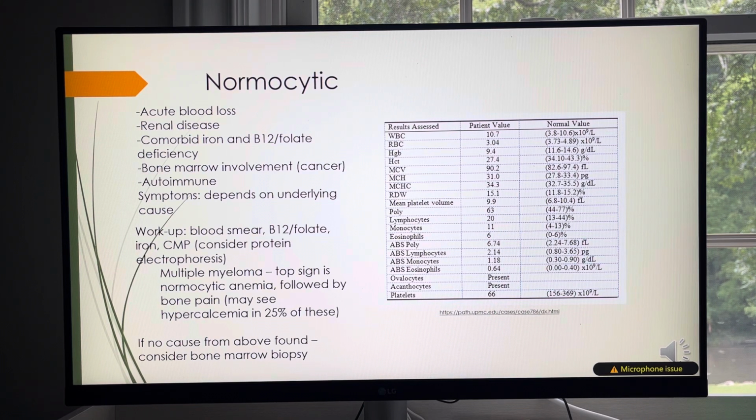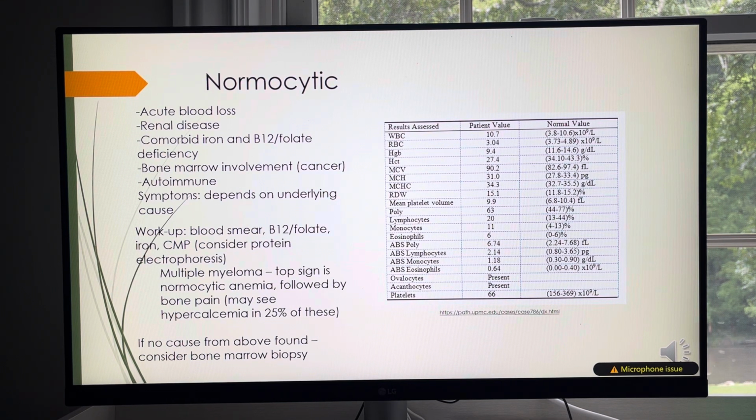For these patients, think number one, acute blood loss. That should be obvious. I'm not talking hidden GI blood loss or heavy menstrual bleeds. I'm talking this patient was in a car accident and they come in to see you and they're a bloody mess. Number two, think renal disease. Now that would be severe renal disease. And number three, think cancer.